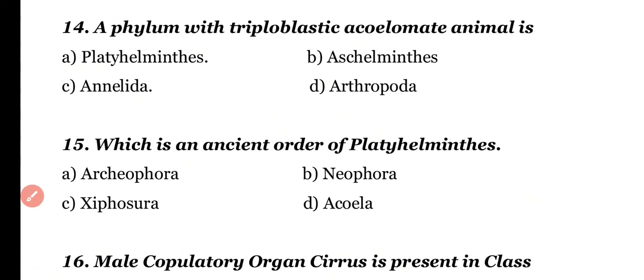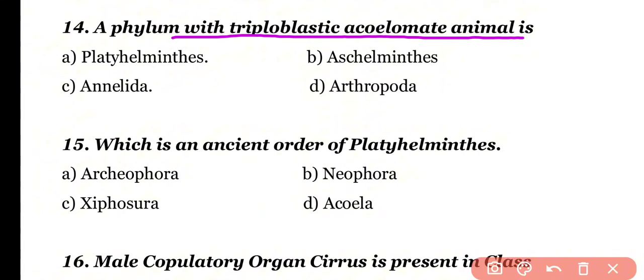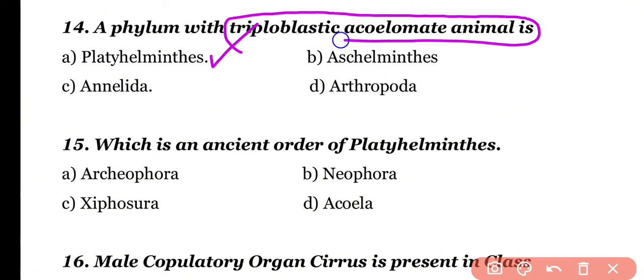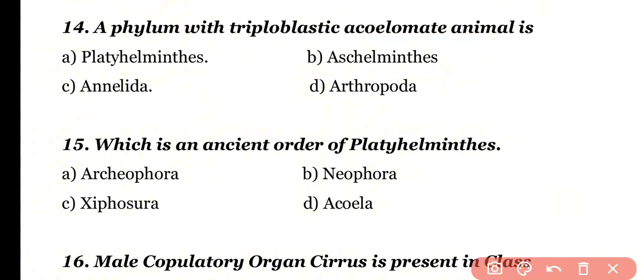Question number fourteen. A phylum with triploblastic acoelomate animals is Platyhelminthes, Aschelminthes, Annelida, Arthropoda. Toh correct answer hai iska option A. Platyhelminthes jisme saare flatworms aate hain, they are triploblastic as well as acoelomate animals.